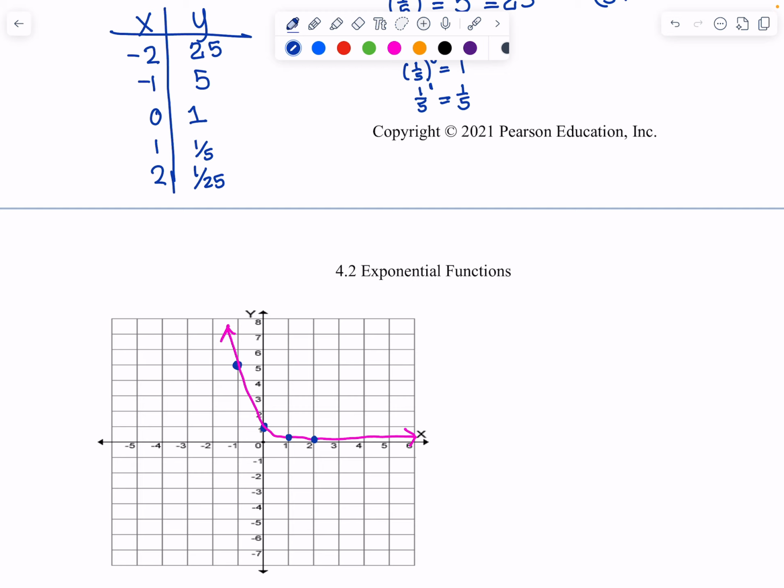And that's how we graph that one. It'll get close because 1 over 25, if you put that in the calculator, is 0.04. That's very close to 0. But we can't let it get close to it. Won't touch it. It won't cross over it. Just get close to it.